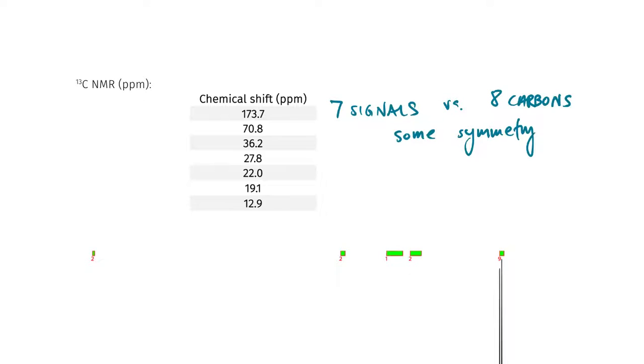Okay. What else can we see, of the peaks that we have? That 173 stands out the most, okay? That region in the carbon spectrum is characteristic of what kind of carbons?